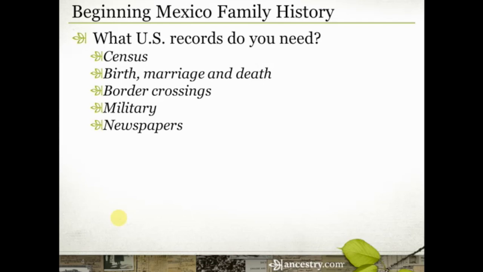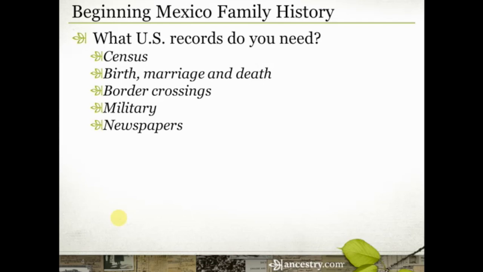The U.S. federal census is taken every 10 years. The most recently available census is 1940. There is a 72-year privacy law on that census, which means that 1940 is the most recently available. The 1950 census will become available in 2022, which is not nearly as far away as it sounds. So if you had family here in the United States in 1940, parents, grandparents, great-grandparents, look for them in that 1940 census to see if there is additional information.